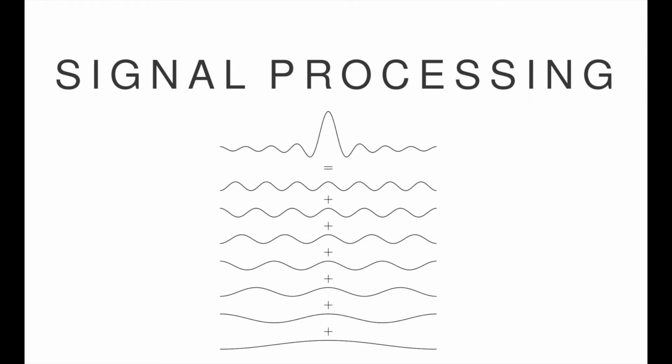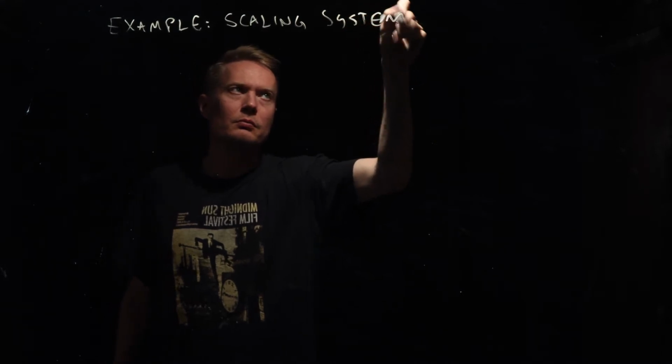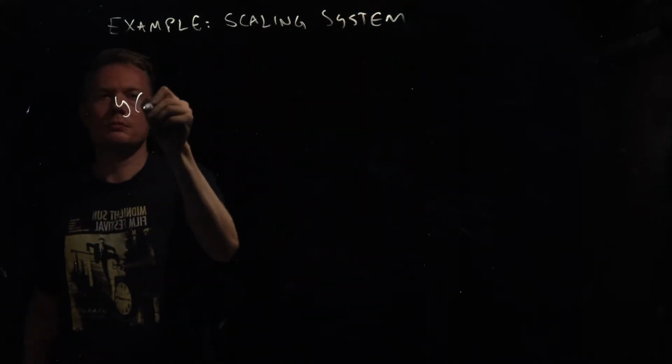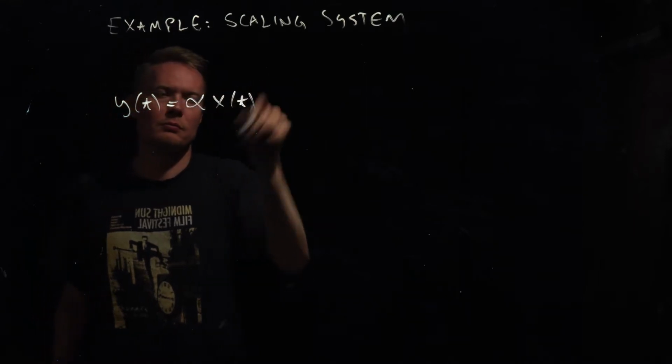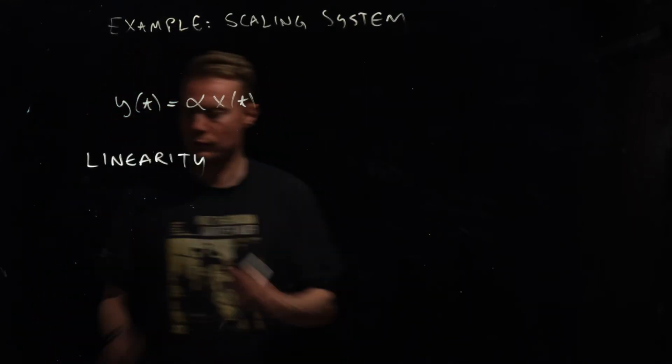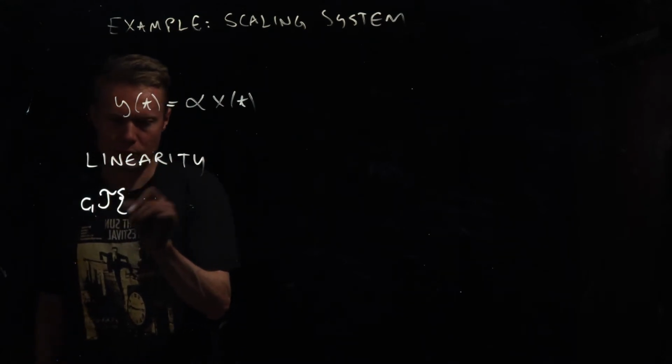Let's look at a simple example for a linear scaling system. The system is defined as follows. The output y of t is alpha times x of t, where x of t is the input. Alpha here is an arbitrary complex valued constant. Okay, so this is the test of linearity.